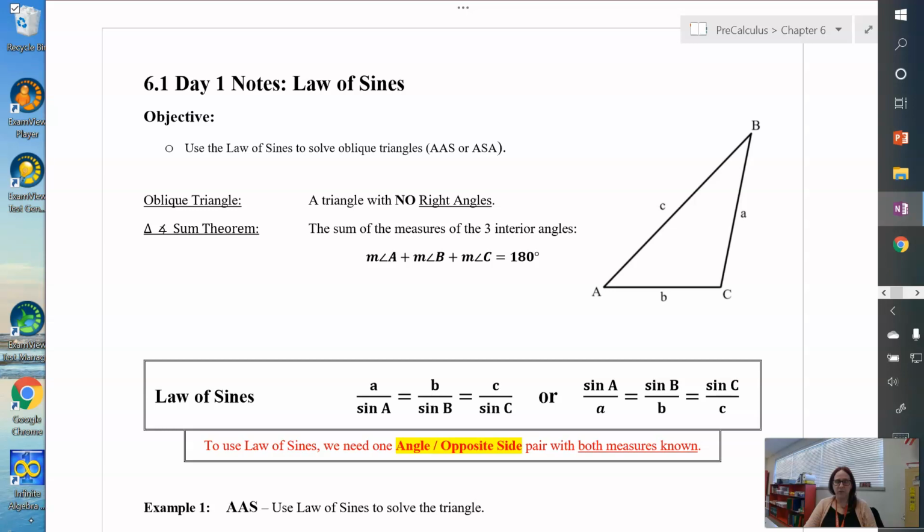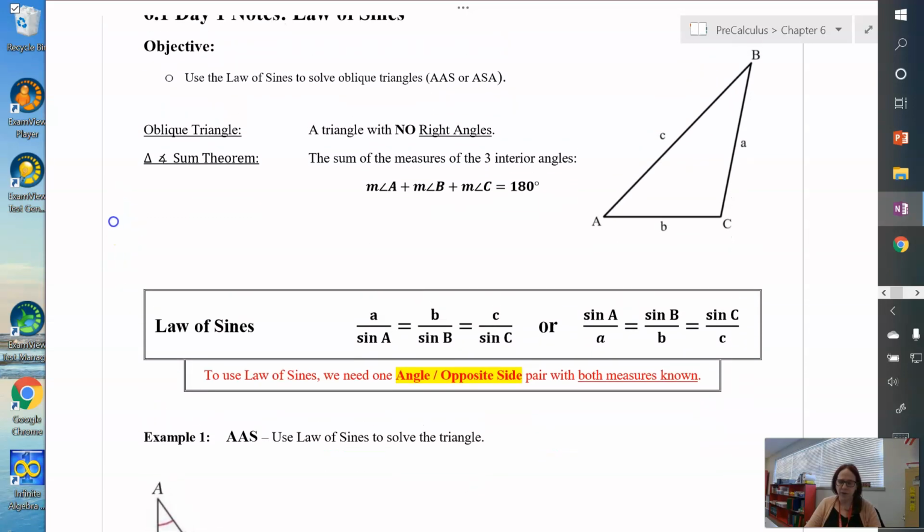And we're going to do this over 2 days, so this is the first half. And our objective is to solve triangles using the law of sines. And by solving triangles, what we mean is you're going to solve for any missing side or angle.